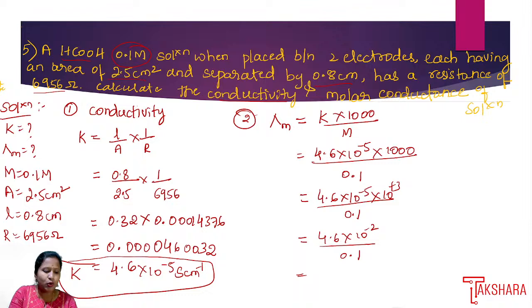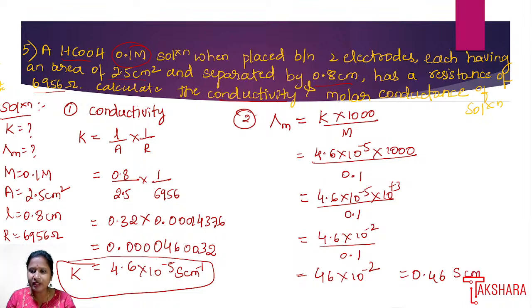That is equals to 4.6 divided by 0.1 is 46, 46 into 10 power minus 2. 10 power minus 2 is nothing but dividing by 100. So 46 divided by 100 we get 0.46 Siemens per centimeter square per mole. Siemens centimeter square per mole is the unit for molar conductivity.